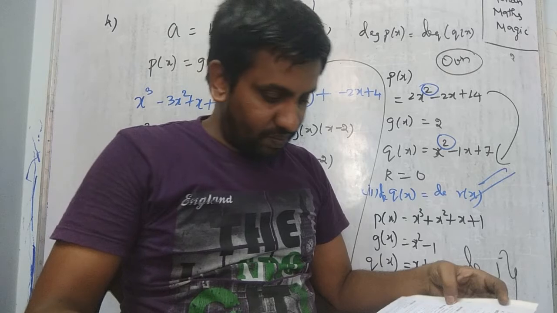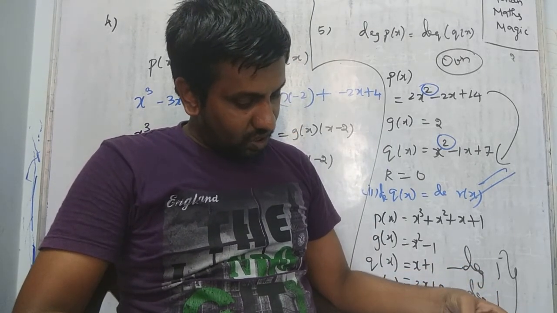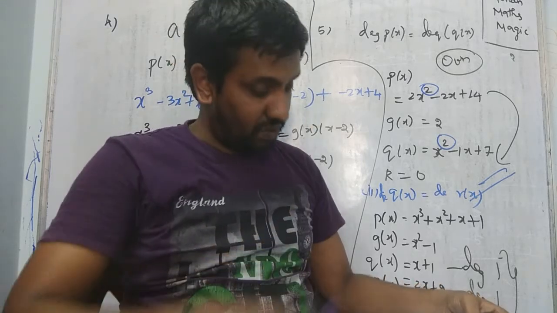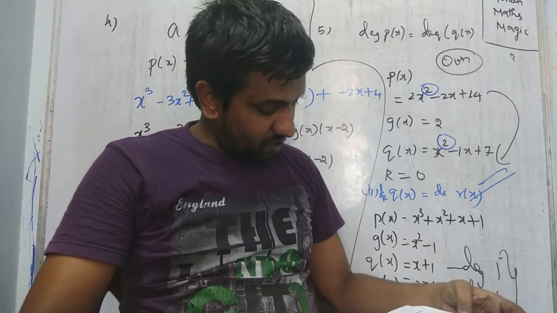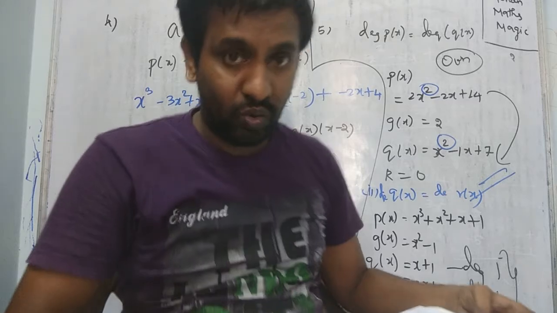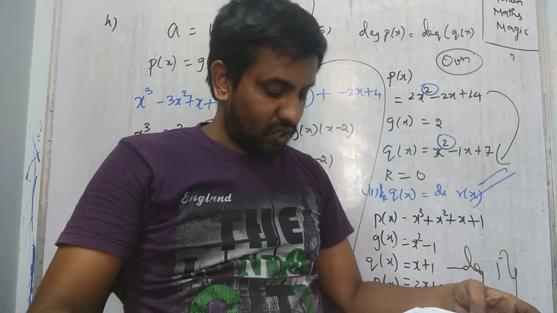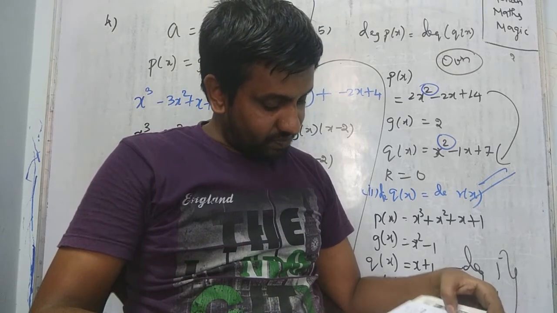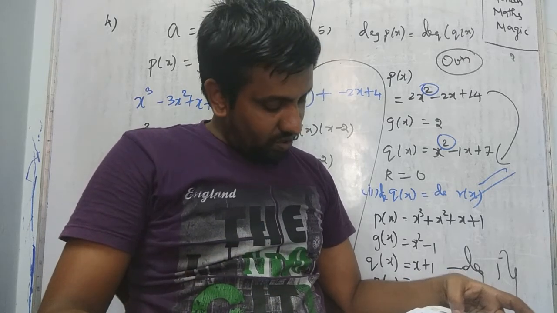What are the questions? The usual long division method. Out of 35, 20 to 22 questions are long division method. Next, verify alpha plus beta equals minus b by a and alpha beta equals c by a. Next, one root is given and you find the other root. How to do it? The alpha value 6 is given and they ask for beta. You substitute it and you will get the answer.